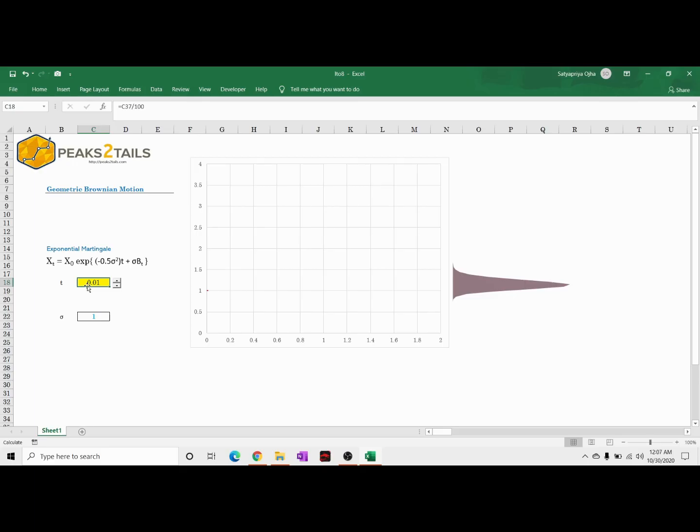This is the plot of an exponential martingale. It is a geometric Brownian motion still, so it will still have a log normal diffusion, but the mean of the diffusion remains constant with time. Hence it is a martingale. There is no drift.